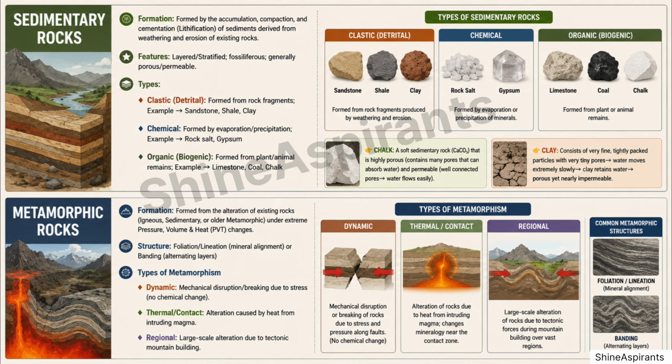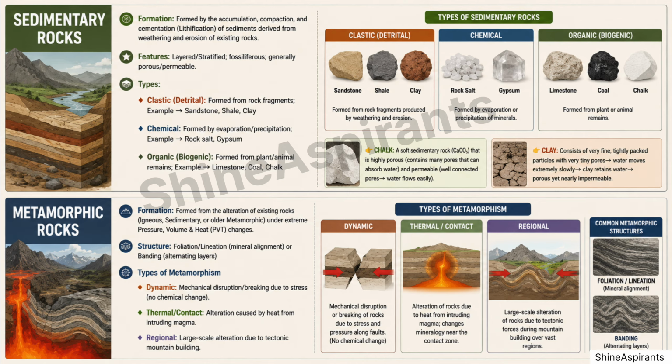Important notes. Chalk, with the chemical formula calcium carbonate, is a soft sedimentary rock. It is highly porous, meaning it contains many pores that can absorb water, and it is also permeable because the pores are well connected, allowing water to flow easily. Clay consists of very fine, tightly packed particles with tiny pores. Water moves through it very slowly, so clay retains water. It is porous but nearly impermeable.